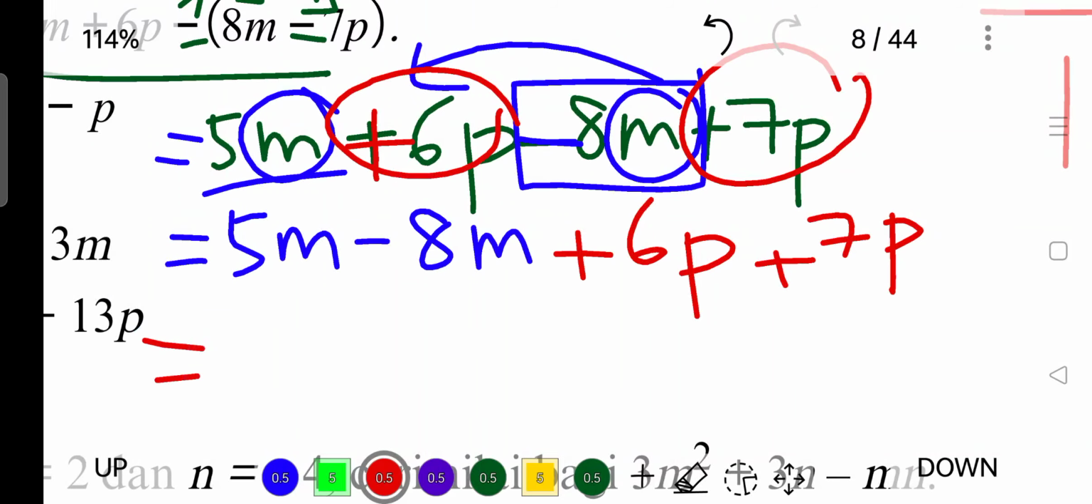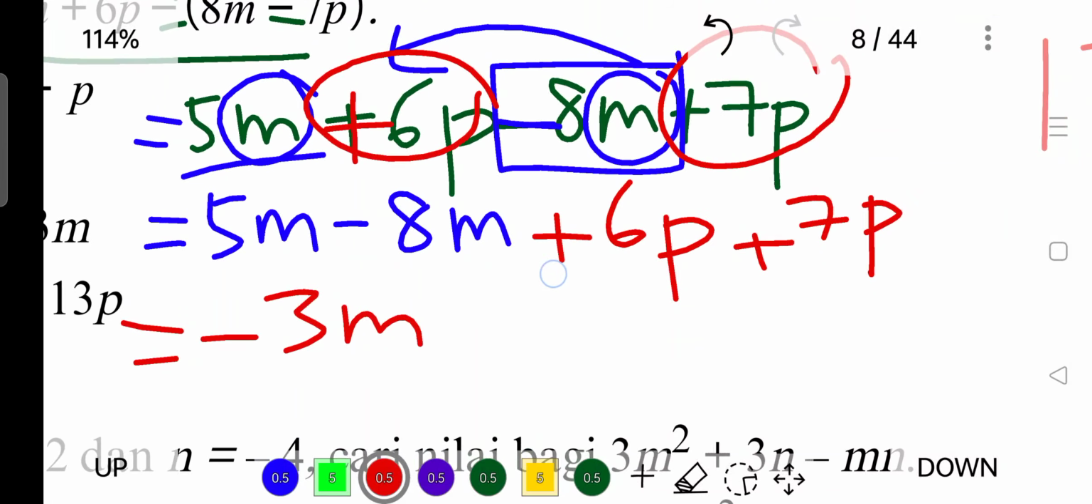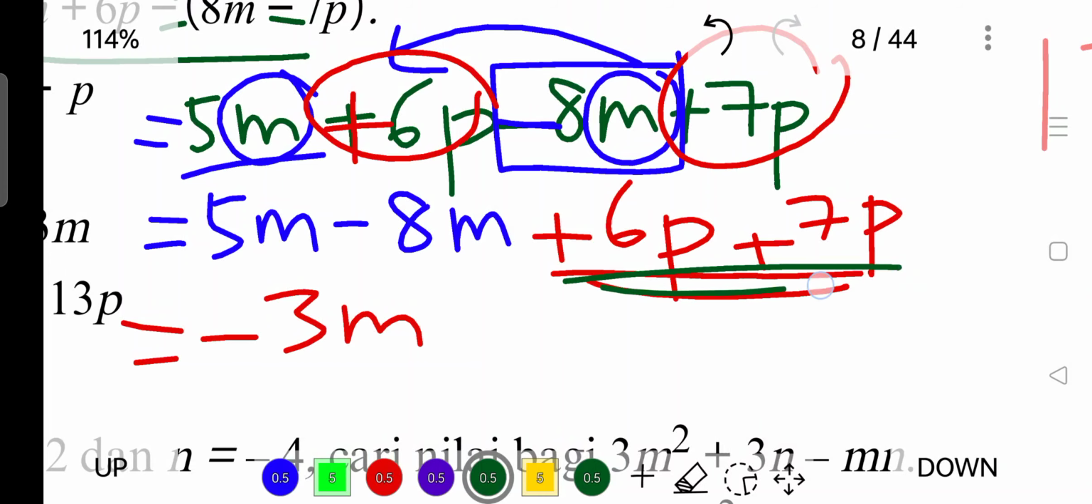So how many monkeys do we have? 5 minus 8. You can simply press the calculator if you don't understand how to do this, because you're in the midst of examination. There's no time for you to actually figure out. Even if you're good in doing this in your mind, make sure you just press calculator at least once just to make sure that you are doing it correctly. All right, then we have this plus this, you get 13p.